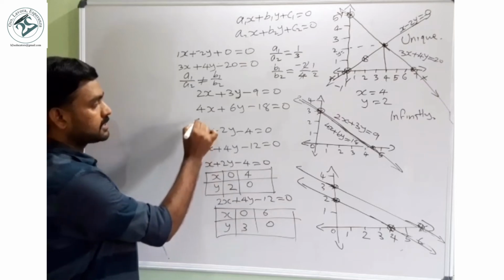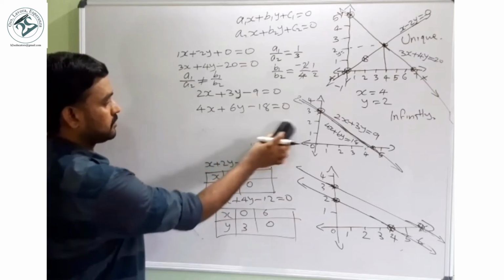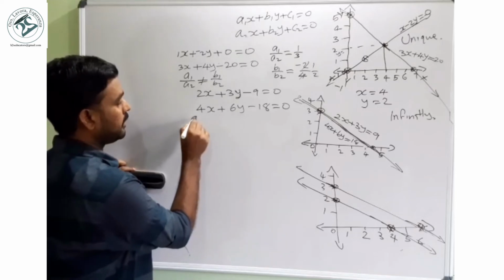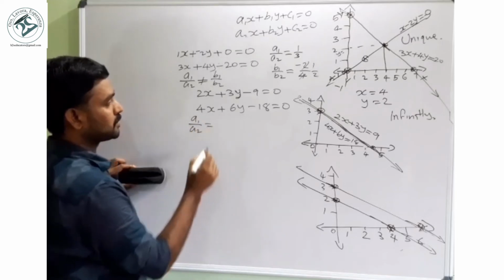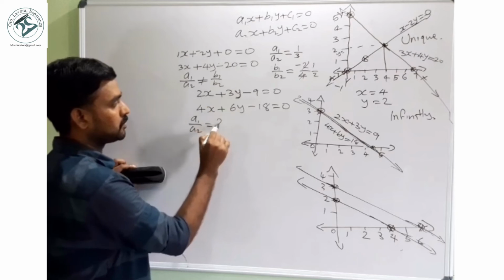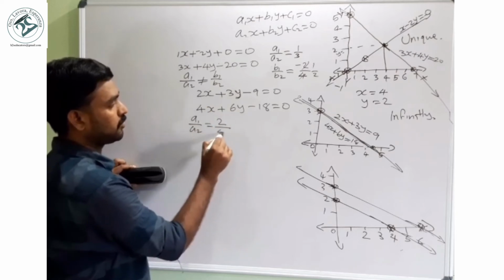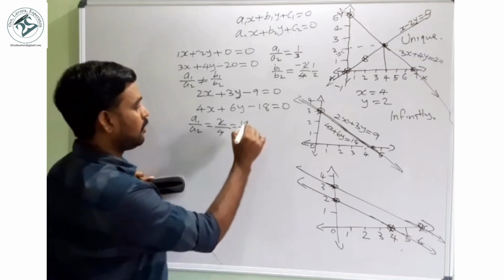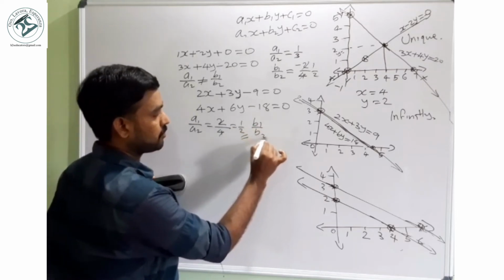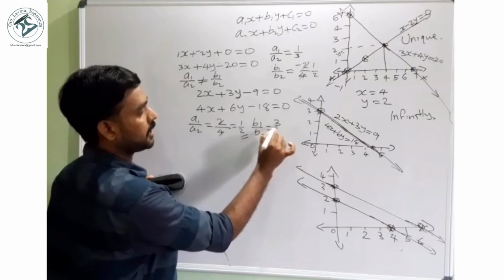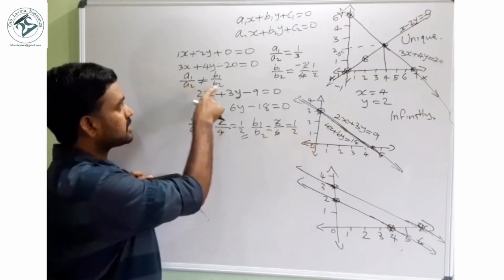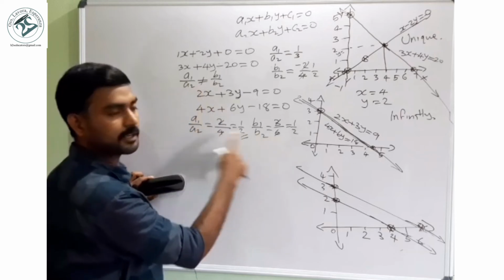You look, what is a1 by a2? Here a1 by a2 is equal to, the first equation a1 is 2, second equation a2 is 4. So 2 divided by 4, we get 1 by 2. Now b1 by b2 is equal to 3 by 6, which is also equal to 1 by 2. In the previous case it was different, but in this case both are equal.